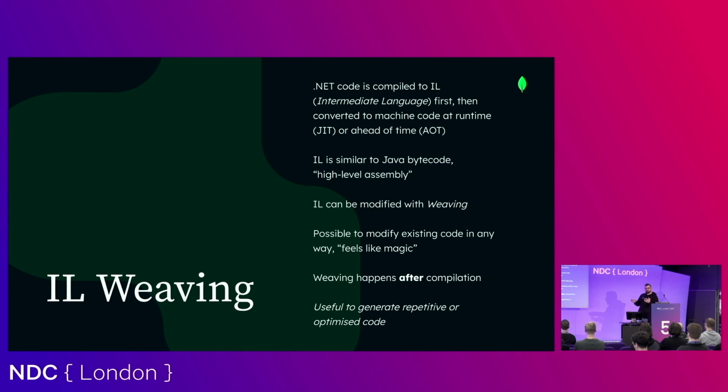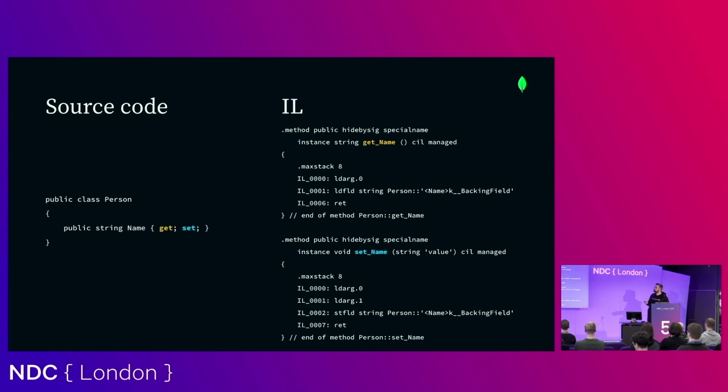So why is this useful? Well, it's useful to generate repetitive or optimized code. Just to give you an example of how IL code looks like: if you have a property, like the one you see on the left, with the string name property, what you have on the right is the getter and setter in IL. It's not important that you understand what is happening here, but it's just to give you an idea about how IL code looks like. And as you can see, it's not really easy to understand what is happening if you don't have experience with it.